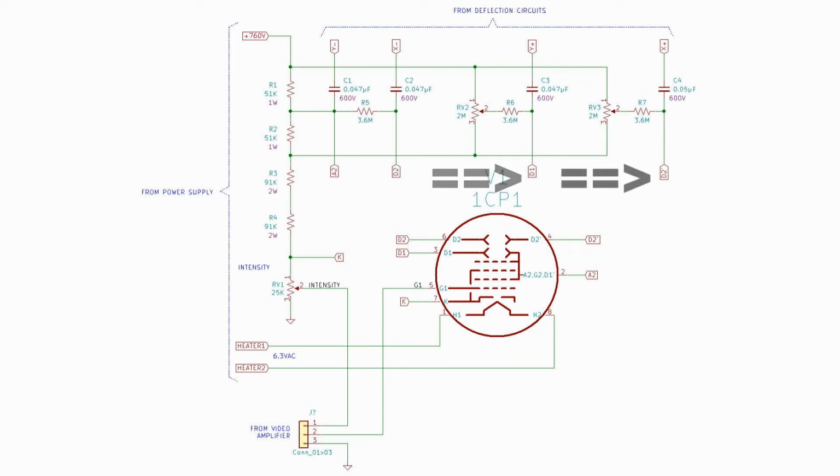D1 and D2 prime are the driven plates that have the centering controls, the vertical centering on D1 and the horizontal centering on D2 prime, which are adjustable DC levels. They are buffered from the incoming deflection signals by the two 3.6 megohm resistors.